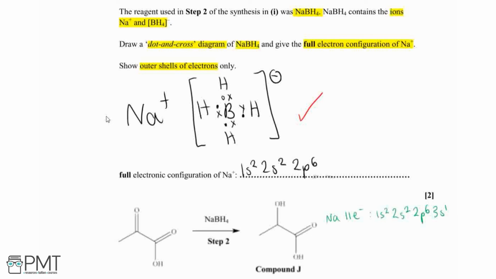And then our second mark is for the full electronic configuration of the sodium 1+ ion. To get that, we need to draw it out in full, as I've shown, not using any abbreviations with noble gases or helium.